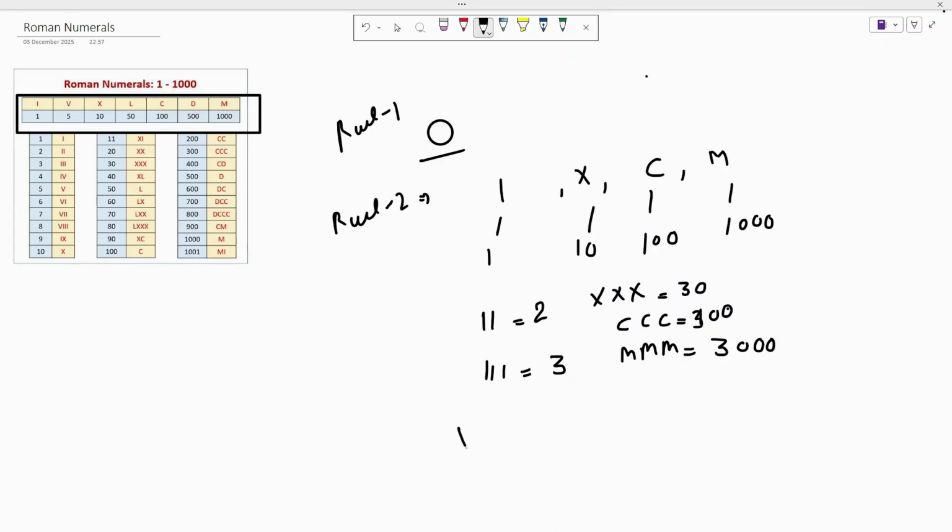And the symbols V, L, D we never repeat, because these values are already big, so there is no need to repeat them. So rule number 2 is the repetition rule.